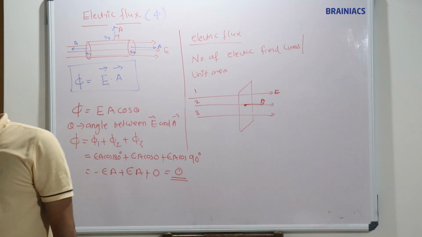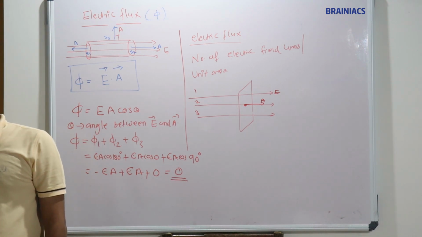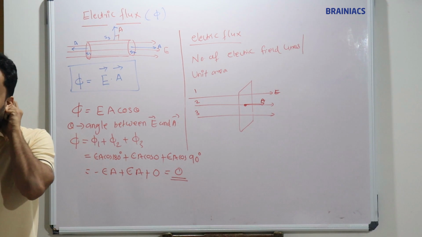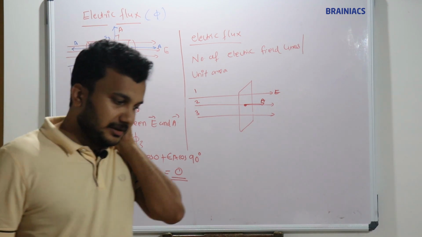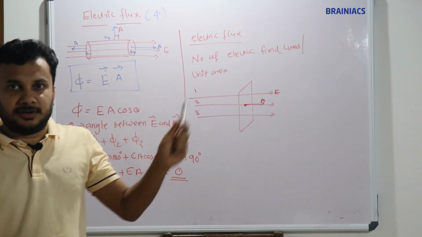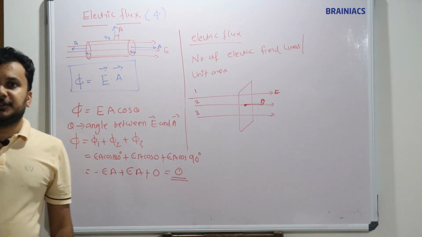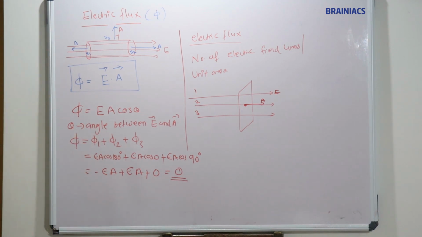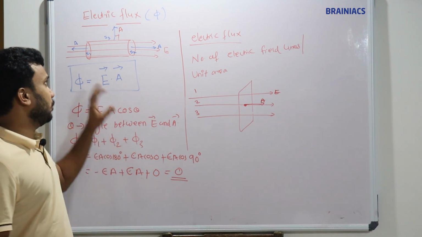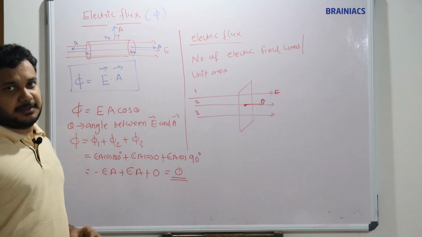So for any closed surface, the electric flux will be equal to 0. If you take any closed surface, the overall area leads to a 0 flux. So the total electric flux over a closed surface is equal to 0. Total net electric flux. Net means what?